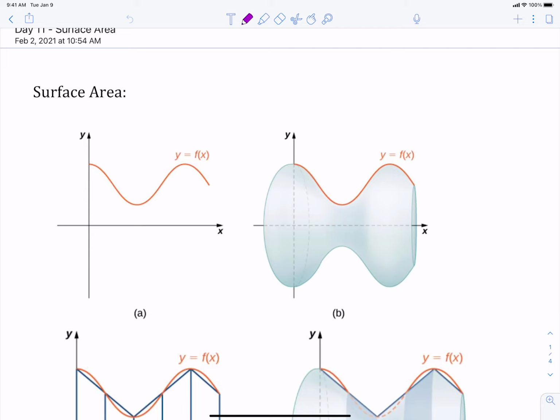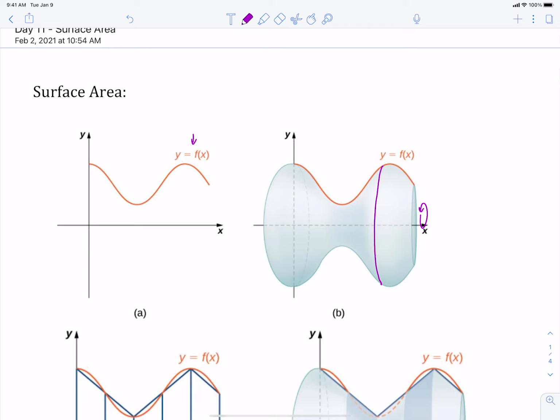Now we want to take a look at surface area. So this is going to be taking what we were doing similarly to our volumes. We're going to take a curve, like say this function y equals f of x that we have graphed here, and we're going to rotate it around the x-axis in this case, and we're going to get our solid here.